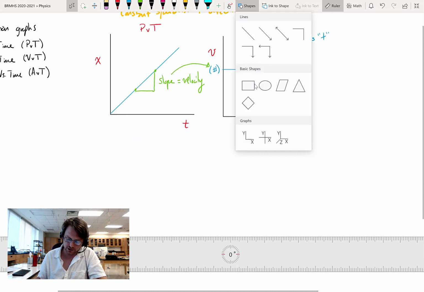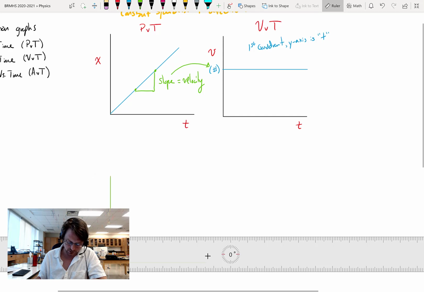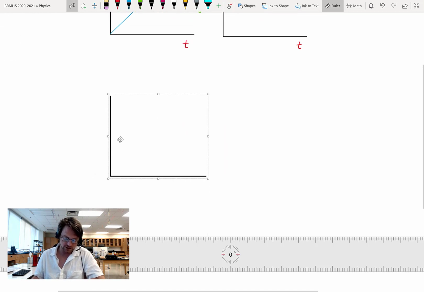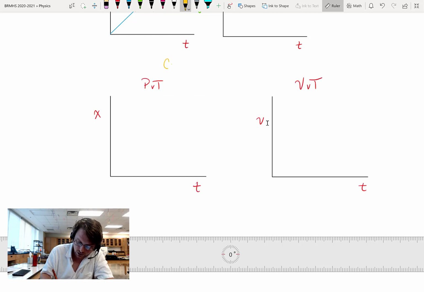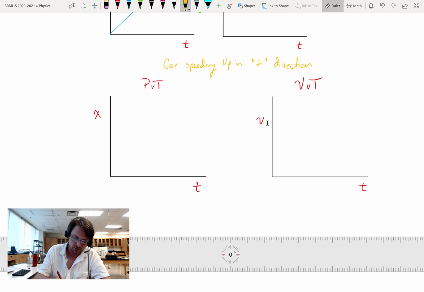Let me make another XY thingy. And then let's copy it and make another one. This one, let's do one where the car is speeding up. Car speeding up in one direction. Car speeding up in positive direction. And it'll start at the same position at x equals 0, which is going to be way down here at the origin on our first position versus time graph, and it's going to be speeding up.